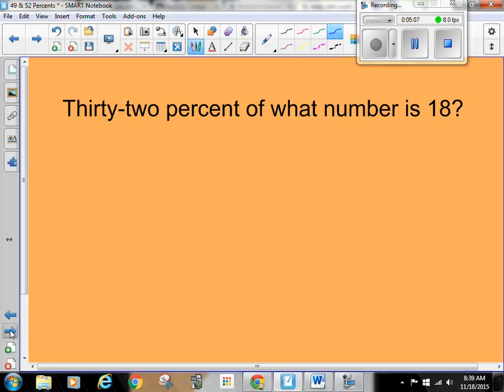All right. Go ahead. I'm going to give you guys some time to think about this one and try and see if you can solve it on your own. 32% of what number is 18? So take some time to go ahead and do this problem out now.